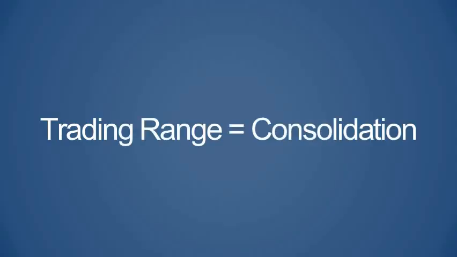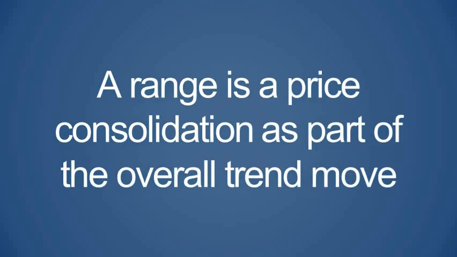Now, trading range equals consolidation. When trading trends, most people are used to the impulse and corrective swings in the market. These pullbacks and rallies are continuation patterns of the overall trend. Well, the same can be said about trading ranges. More often than not, a range is a price consolidation as part of the overall trend move. It certainly can be the ending of the current trend and a reversal is imminent, but that has to prove itself and not just be assumed.